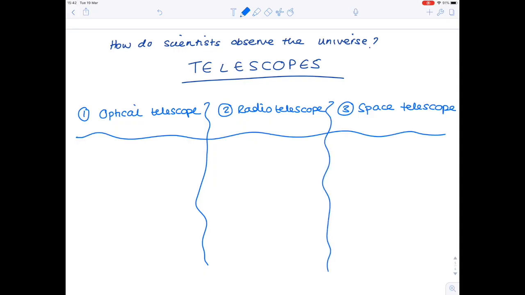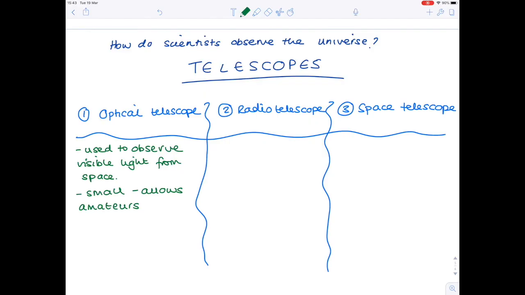So the optical telescope, to do with optics, so we're looking at light. So it's used to observe visible light from space. They tend to be quite small, which enables everyday people like ourselves to observe the night sky relatively easily. And for people who aren't particularly skilled in this field, we call ourselves amateurs. So it allows amateurs to view the night sky relatively easily.